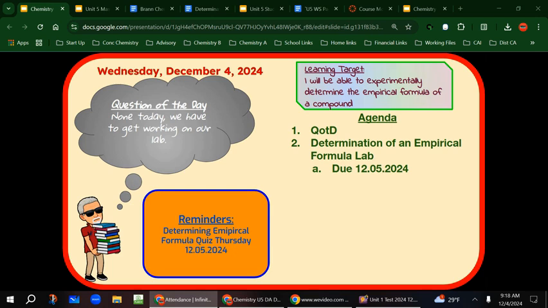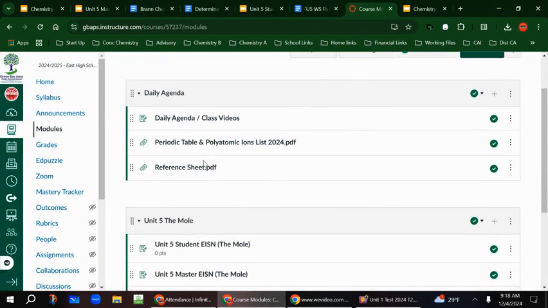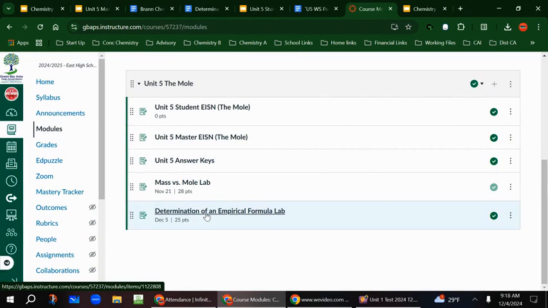Okay? So, if you would, ladies and gentlemen, get into Canvas. And in Canvas, you need to go to our course. And you need to go to the module section, and you need to find the determination of an empirical formula lab, and open that up right now, please, ladies and gentlemen. That needs to be opened on your computers now.